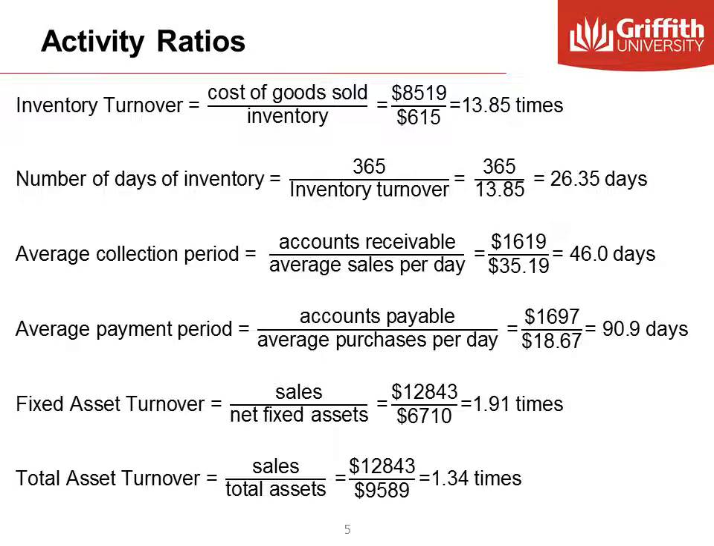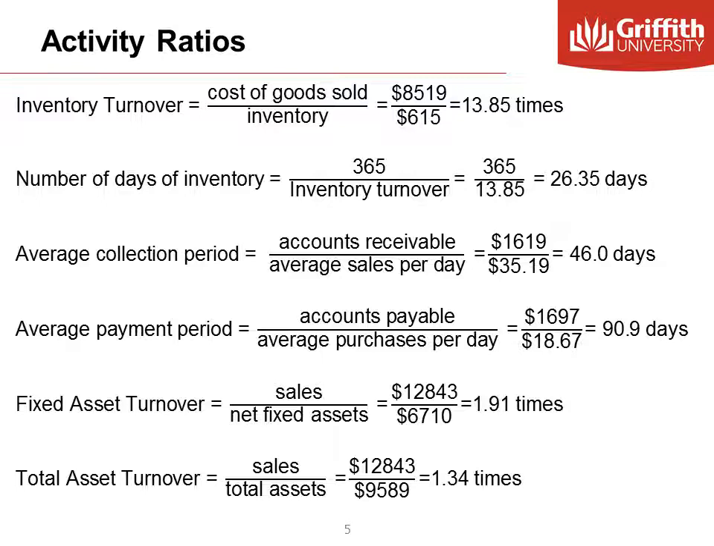The activity ratios measure how efficiently the company manages its assets, receivables, and payables. In other words, the speed to which various accounts are converted to cash. Inventory turnover measure how quickly the company sells its goods. The inventory value is the ending balance on the figure in the 2012 balance sheet. 13.85 means that the company sells its inventory 13.85 times each year, slightly more than once per month.